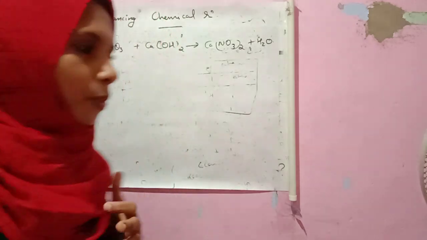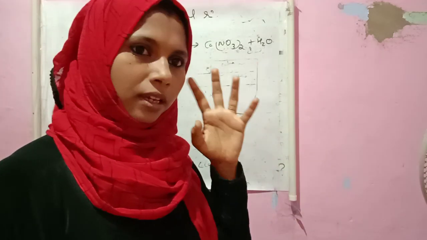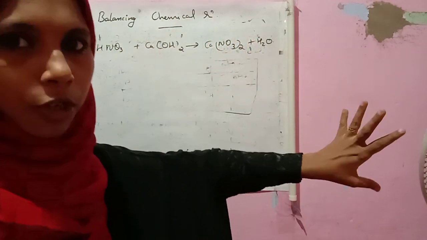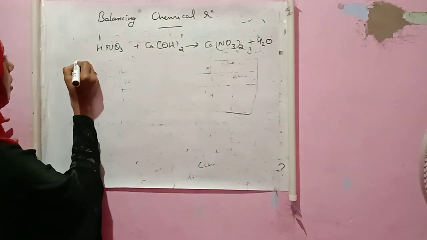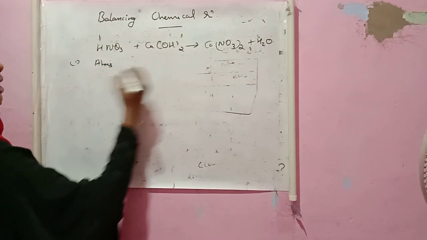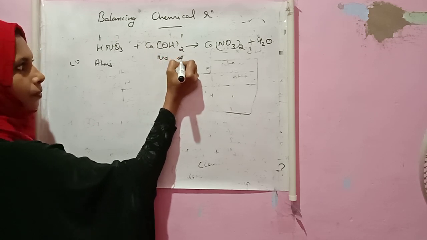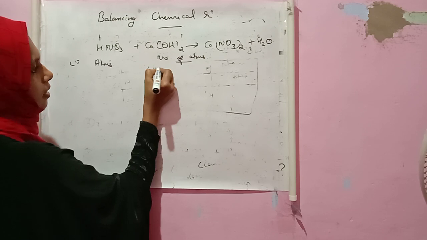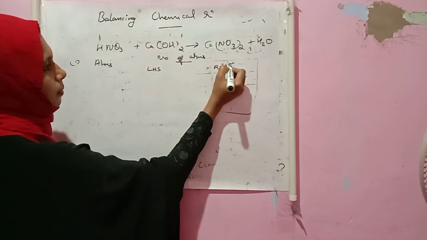So what can we do? The first step, I think you may know, is to make the list. First I am making the list of the names of atoms and the number of atoms present in the LHS and in the RHS. This is our table.